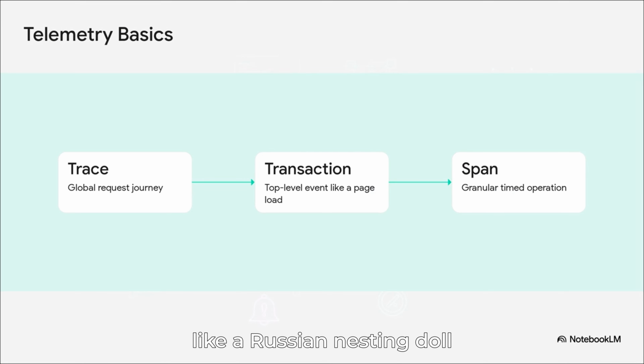Think of it kind of like a Russian nesting doll of telemetry. At the very top, you have a trace, which is the global request journey. Crack that open, and inside you'll find transactions. These are top-level events, like a page load or an API call. Crack those open, and transactions are made up of spans. A span is simply the smallest unit of work. It's a granular, timed operation like a single SQL query or a file read.